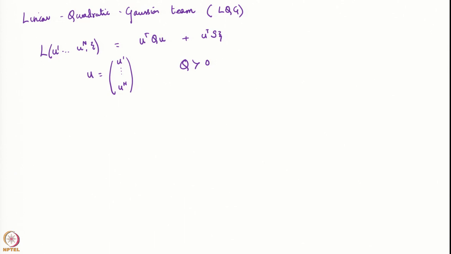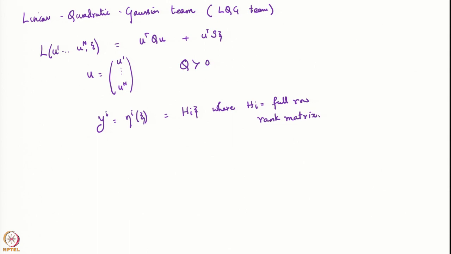In order to define the team, I also need to say what the structure of the information is. Remember, information in a static team was yi equal to eta i of psi. Here, in the case of a linear quadratic Gaussian team, yi is just equal to hi psi, where hi is a full row rank matrix, right.